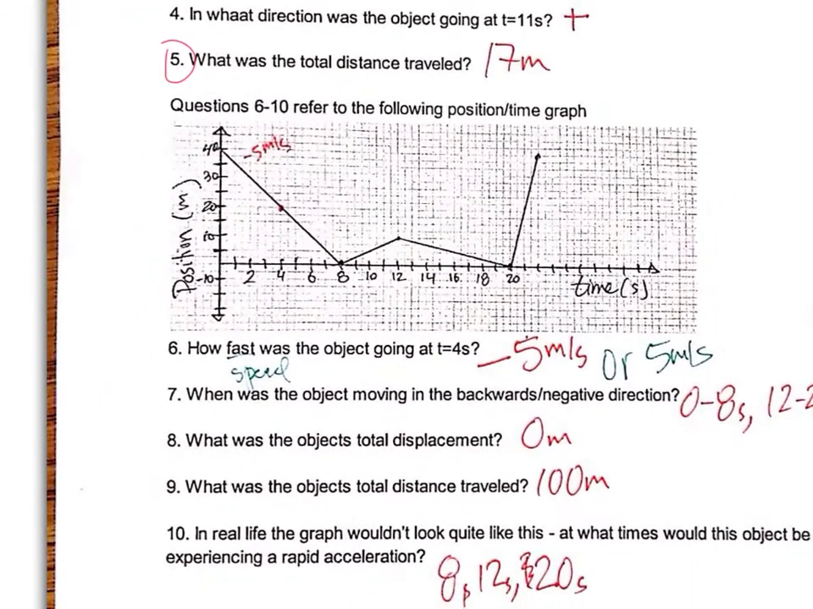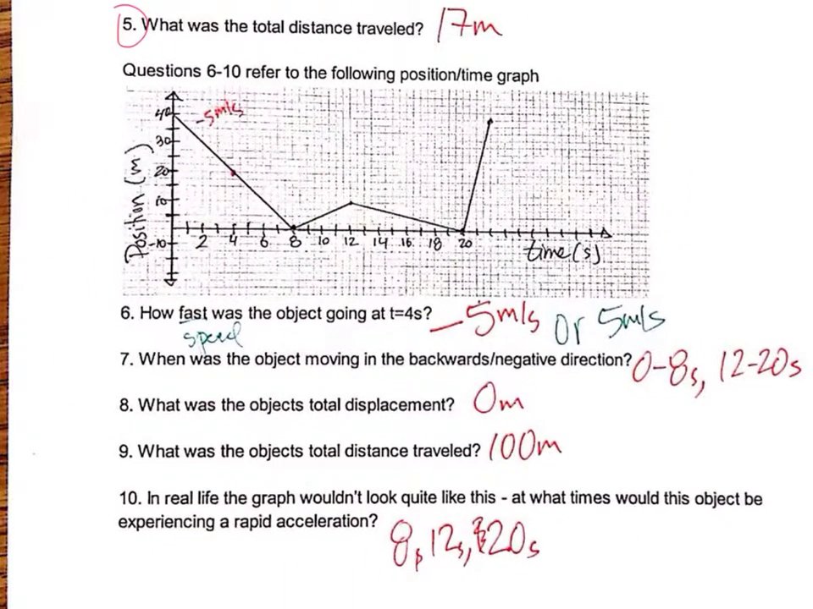Okay, 6 to 10 refer to the following position time graph. So, let's see. Position time. So this is location, not velocity. The slope gives us velocity. Okay, so we go from negative velocity to positive velocity, negative velocity to positive velocity. Let's see what the questions ask.